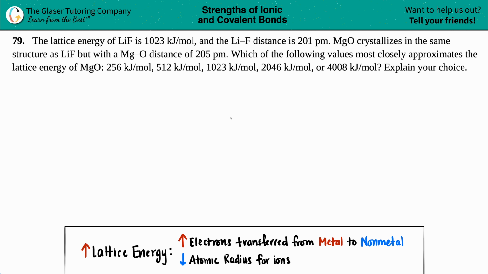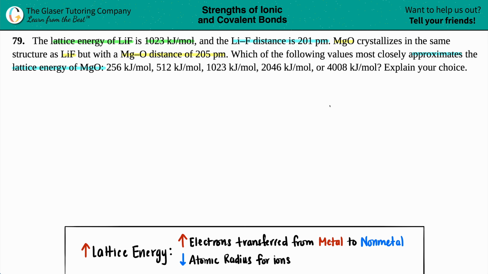Number 79. The lattice energy of lithium fluoride, LiF, is 1,023 kilojoules per mole, and the lithium fluorine distance is 201 picometers. Magnesium oxide, MgO, crystallizes in the same structure as LiF, but with a MgO distance of 205 picometers. Which of the following values most closely approximates the lattice energy of magnesium oxide? Is it 256 kilojoules per mole, 512 kilojoules per mole, 1,023 kilojoules per mole, 2,046, or 4,008 kilojoules per mole?